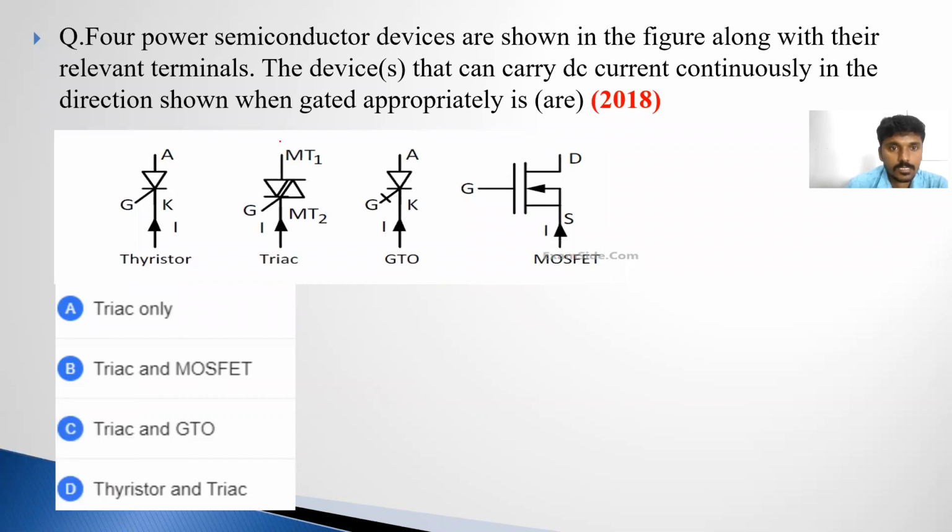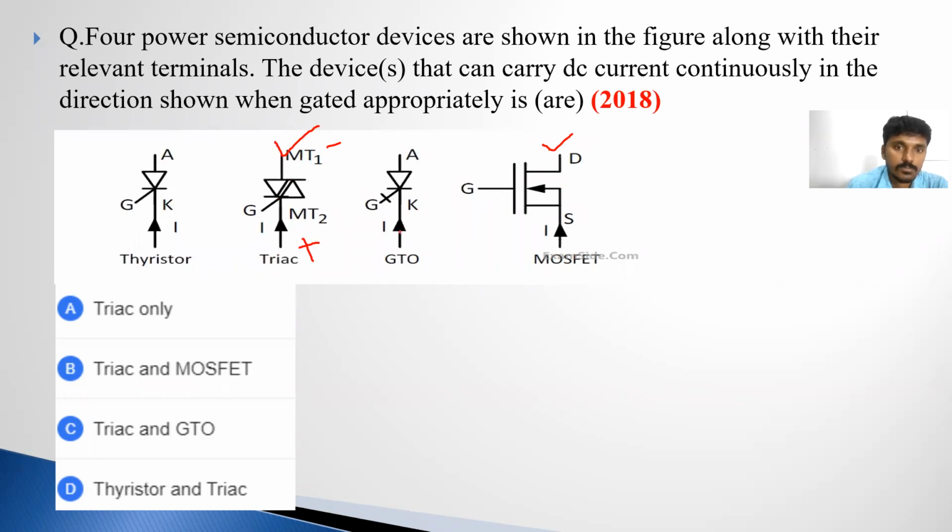Triac and MOSFET, exactly right answer. Clear? This also depends upon NPN or PNP. So the Triac, if we apply the reverse voltage, can carry the continuous current from MT2 to MT1. But it is not possible in the thyristors. The thyristor cannot carry the current from cathode to anode. It is also the same in G2.